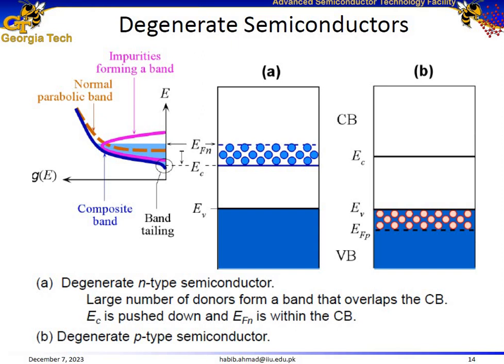Another possibility is degenerate semiconductors. So we know there are lightly doped semiconductors and there are heavily doped semiconductors. Any doping level roughly below 5 x 10^17 per cubic centimeter would be considered lightly doped, and above 5 x 10^17 per cubic centimeter would be considered a heavily doped semiconductor.